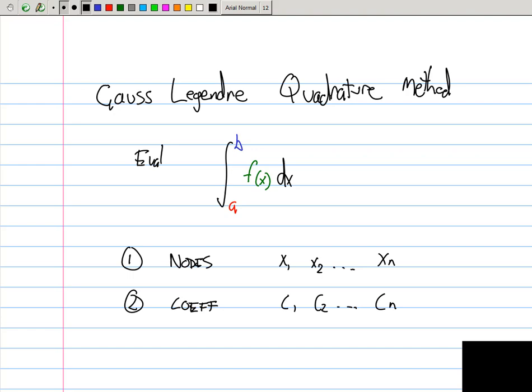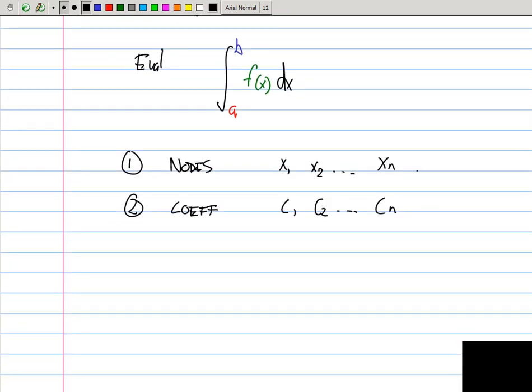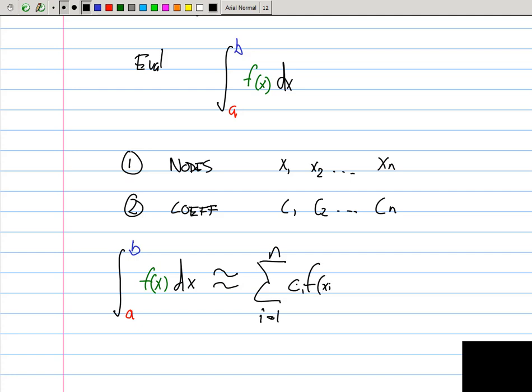The first principle that we're going to be assuming is that when we take our integral from A through to B of f of x dx, that is approximately going to equal the sum where i is equal to 1 through to n of ci times f of xi. Make sure that's clear. Ci f of xi.